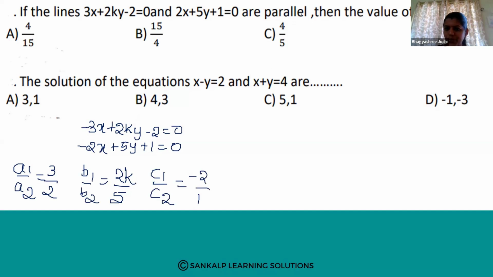See, my dear students, when the lines are parallel, you will have A1 divided by A2 is equal to B1 divided by B2, but it is not equal to C1 divided by C2. Okay, so for that, here A1 divided by A2 is 3 by 2. B1 divided by B2 is 2k divided by 5. So here we need to get 3 divided by 2.